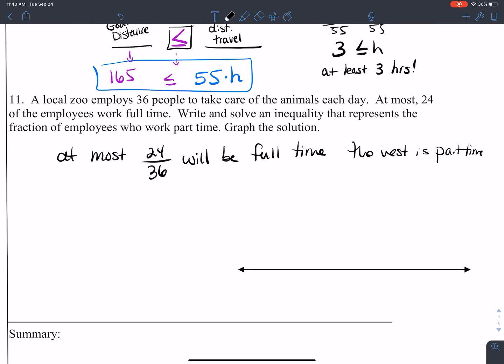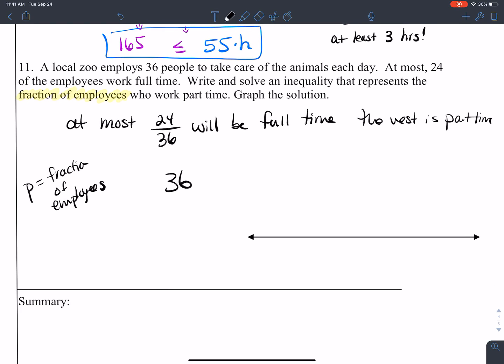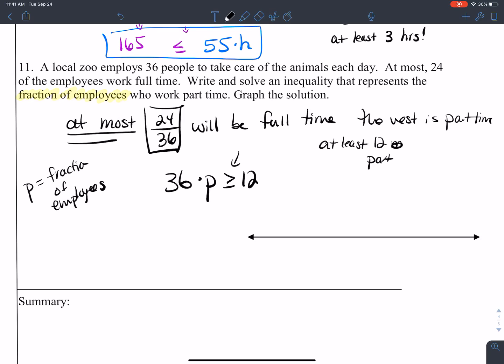So one way that we can start to address this is for our inequality, we need to represent the fraction of employees. So fraction of employees is what we were told to represent. So P can be the fraction of employees. So if we started with 36 employees, what fraction of them would be part-time? Well, 12 or more would be, because if this is at most, that means this is the biggest it could be. So we need at least 12 part-time. Now here I'm just going to divide by 36. So P is greater than or equal to 12 over 36, and we simplify that fraction to be 1/3. And we know that when we graph fractions, we always want to put a fraction in between two integers.